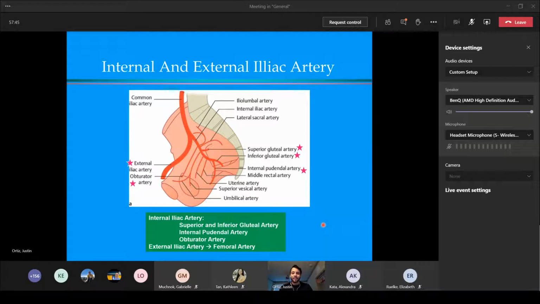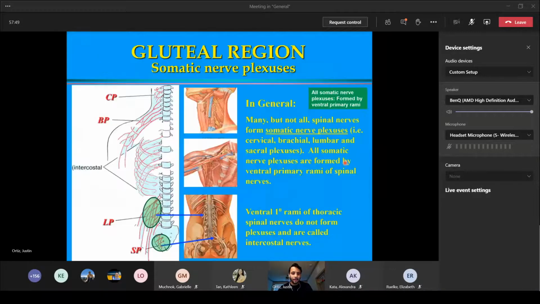So yeah, don't go memorizing this picture. Just the stars are the most important part.